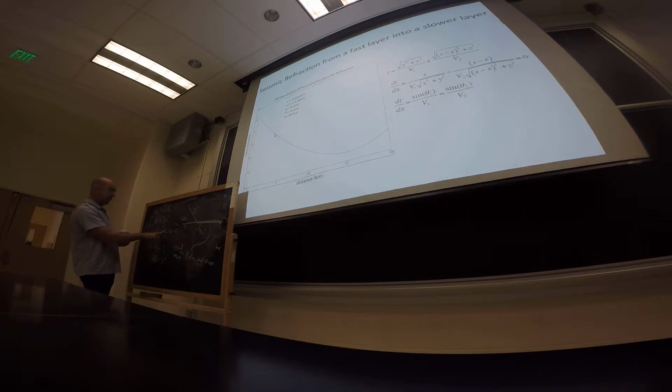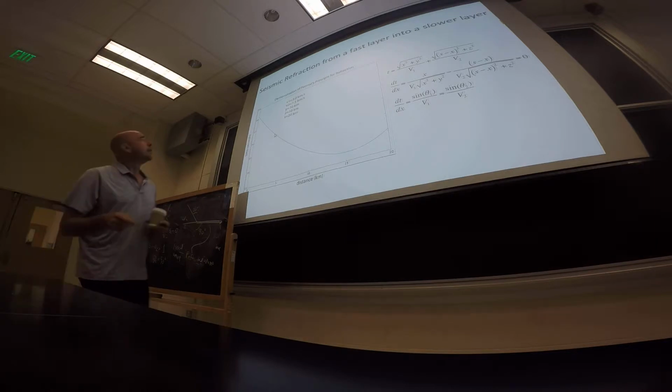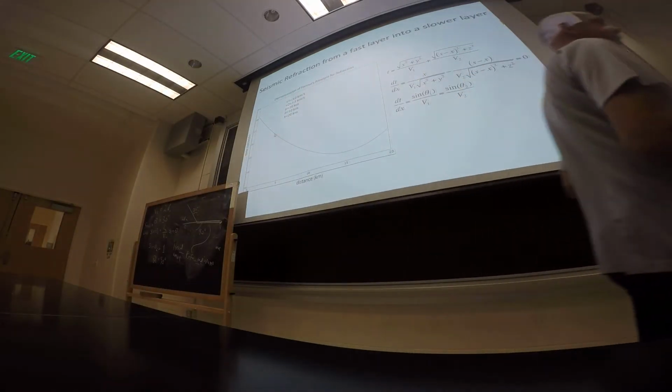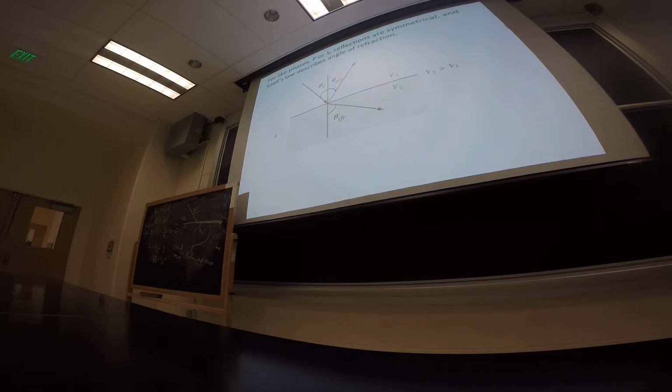Some larger number here, or 30 degrees is going to be a half V2 over V1, and I'm going to get a substantially different ray path. In this case, the ray will refract more toward the vertical. So let's just look at some examples.